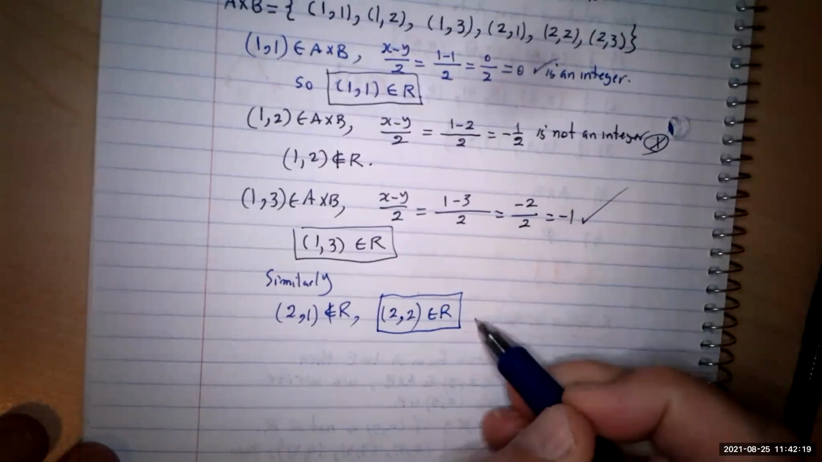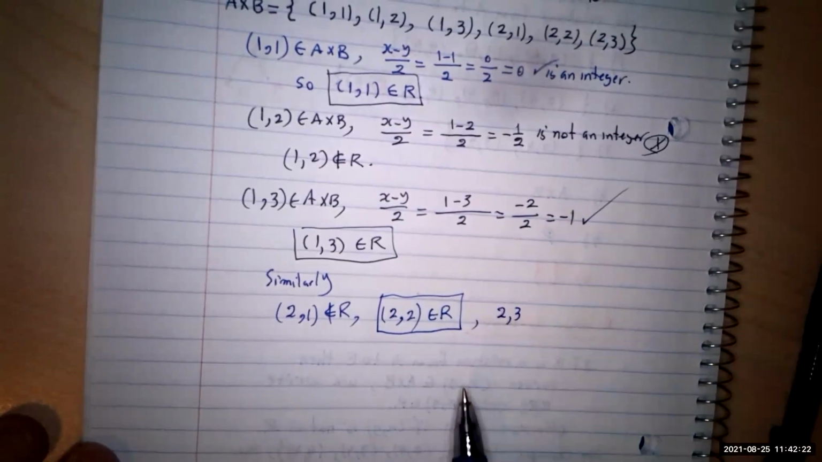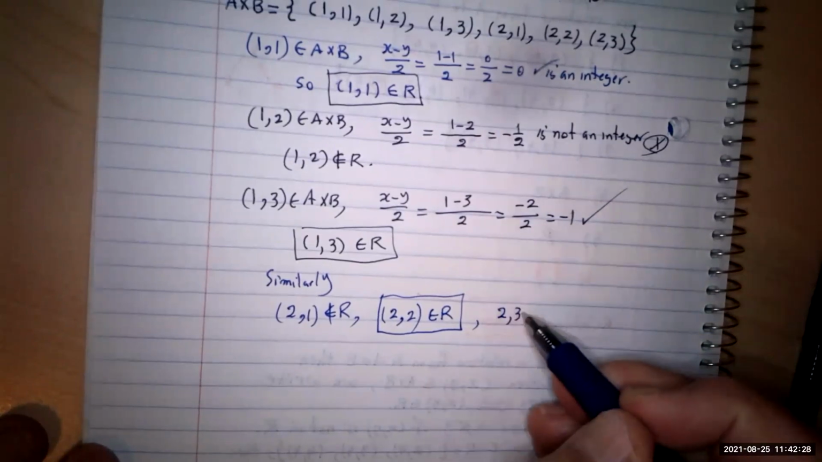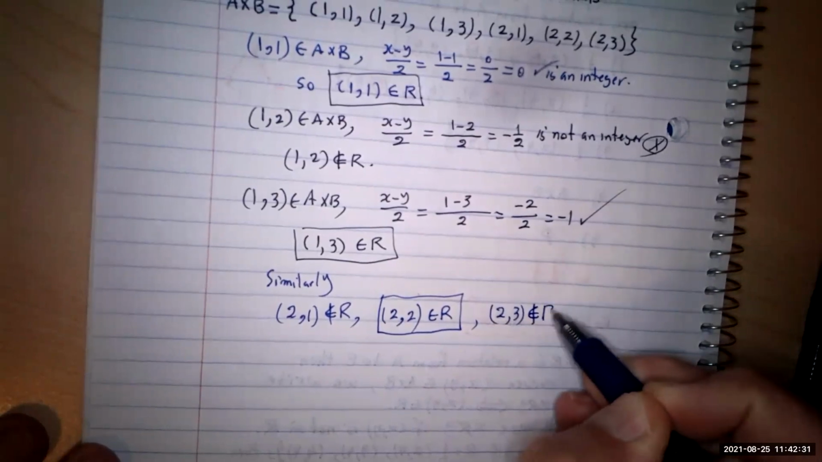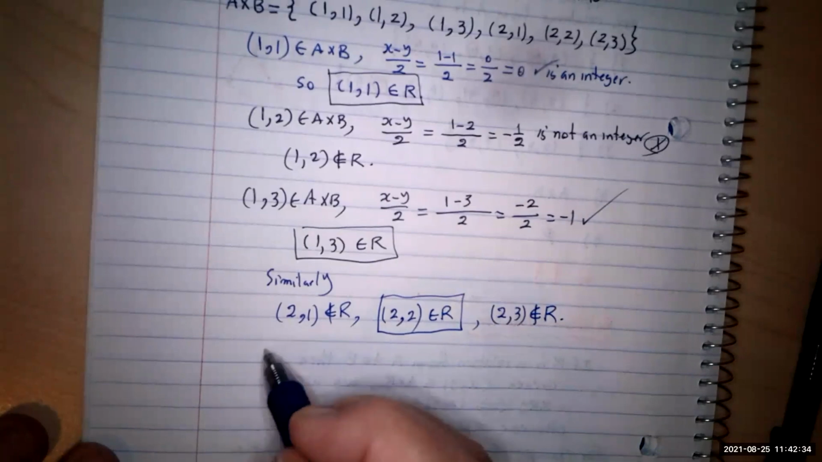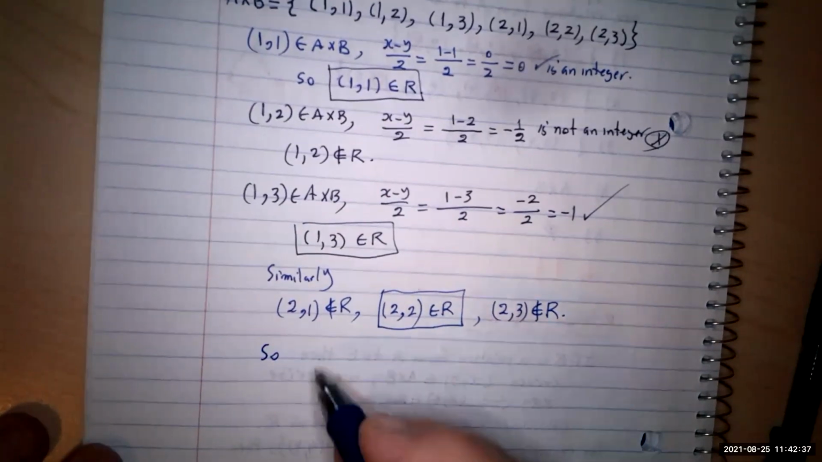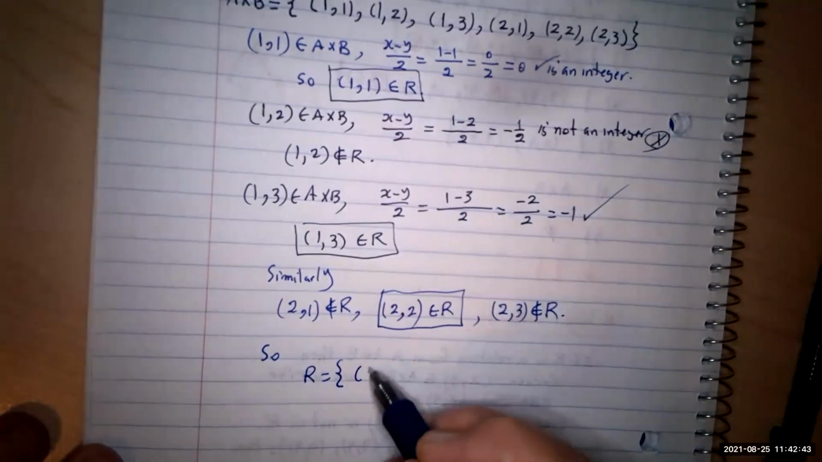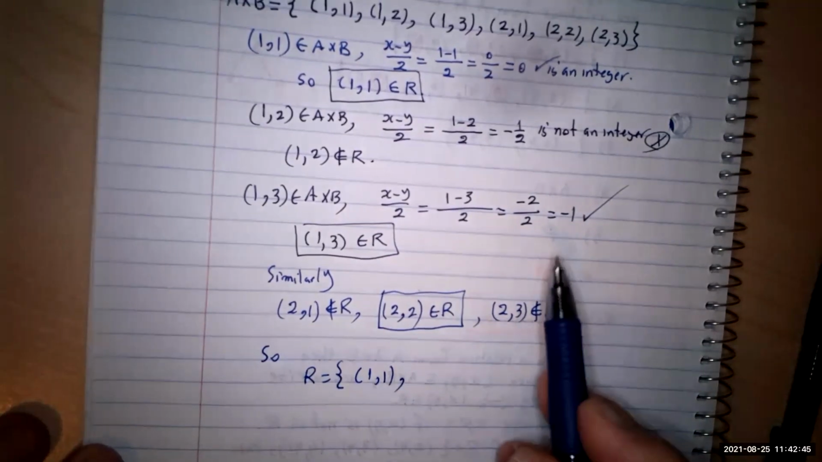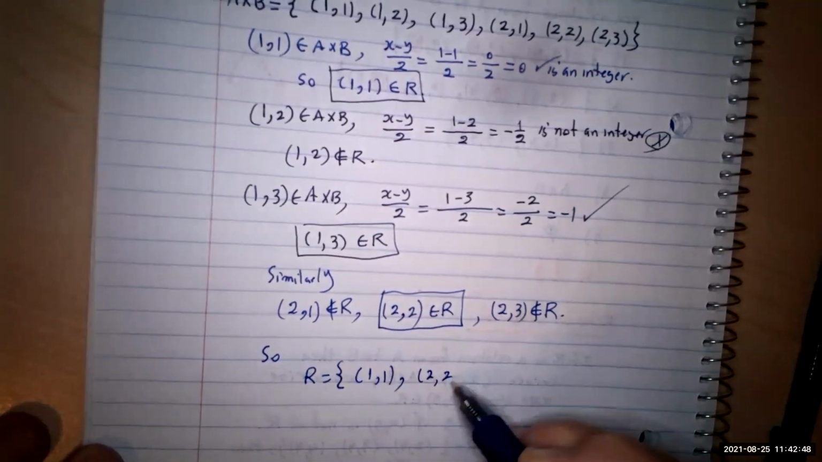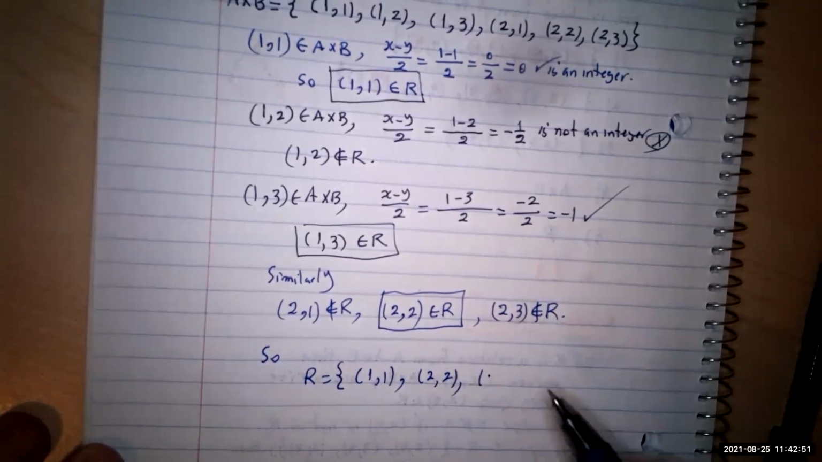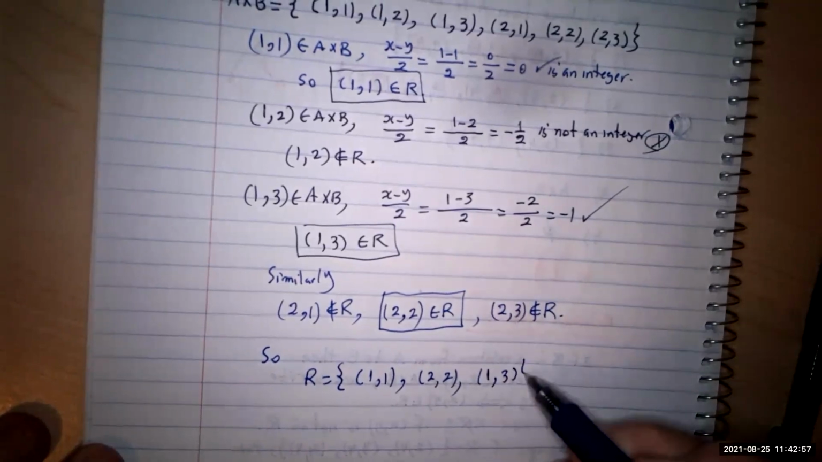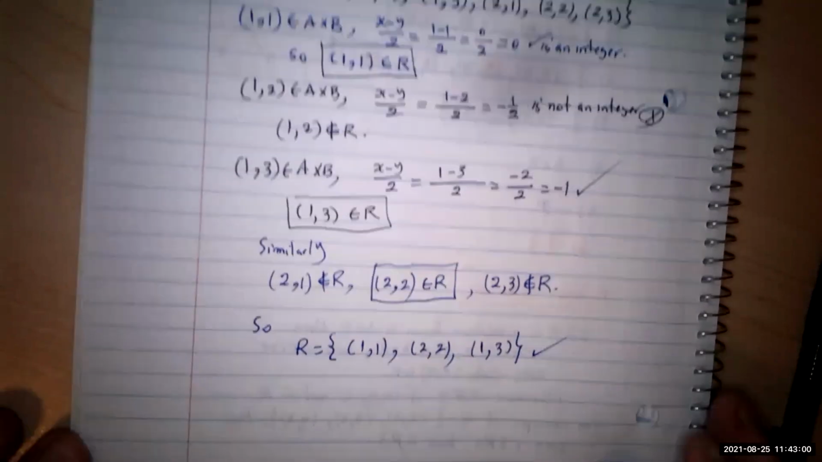And (2, 3) again is not a good one, because 2 minus 3 would be negative 1, and negative 1 divided by 2 is just negative 1/2. So this is not going to be in R. So the members of your relation are (1, 1), (2, 2), and which was the other one? (1, 3). This is going to be your relation. Any question?